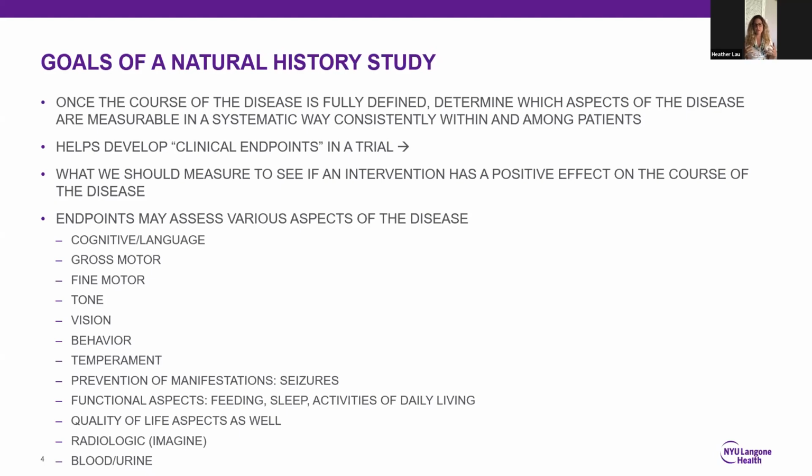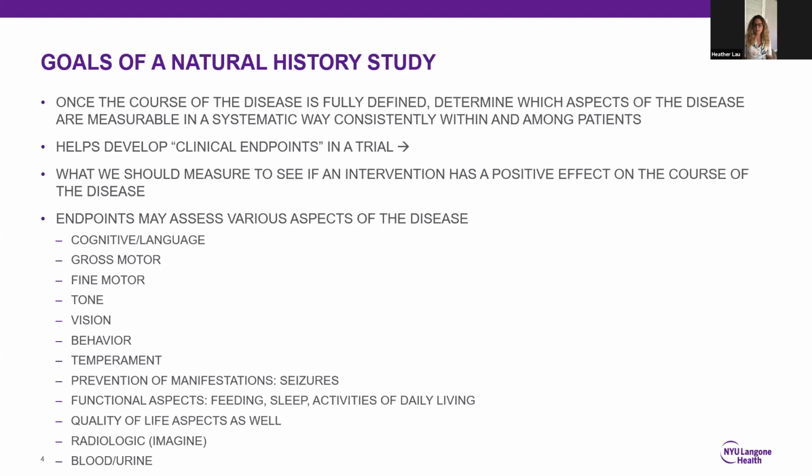Our goal really for a natural history study is to inform how to design an interventional trial. Once we have a therapy ready to study, to see if it's efficacious, we have to understand how to measure efficacy in a short time period. Sometimes a medication can be started and we won't see a major change over maybe a year or two, but we want to look for subtle changes or early markers of the disease and see if an intervention has a positive effect on the course of the disease.